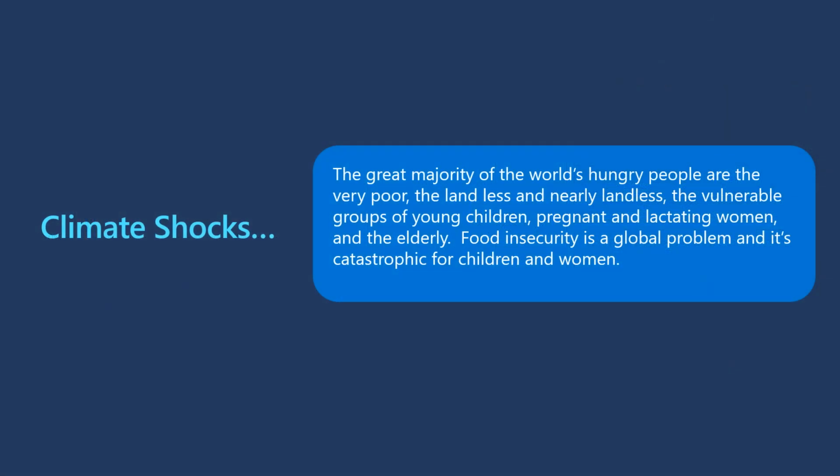The climate shocks and weather patterns are other major data sources or data signals that we apply to our machine learning and artificial intelligence models. As we have seen from our research and from the data models that we developed, the great majority of the world's hungry people are the very poor, the landless and nearly landless, and the vulnerable groups of young children, pregnant and lactating women, and the elderly. Food insecurity is a global problem and it is catastrophic for children and young women.